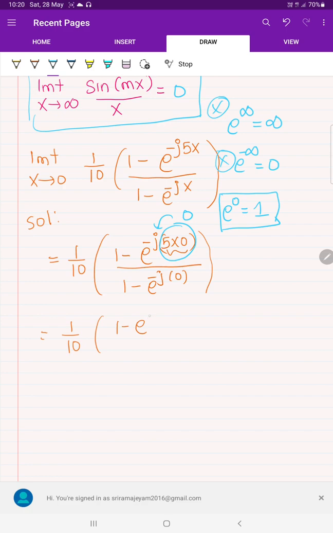Come back. Anyway, here I am facing e power 0 only upon 1 minus once again e power 0 whole value. This is going to be 1 by 10 into, in the numerator, see, e power 0, replace it by 1. 1 minus 1 will give you 0 or not? Yes, sir. Upon, again 1 minus 1 will be giving 0, so 0 by 0.